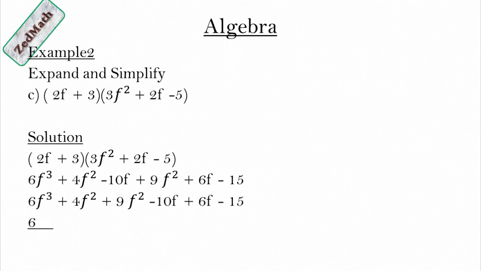Then we can simplify further. 6f cubed plus we have got 13f squared, and here we have got negative 4f and negative 15.